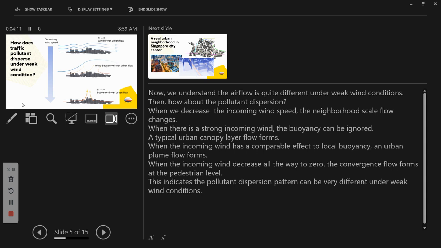When the incoming wind has a comparable effect to the local buoyancy, urban plumes form, as you can see from the second picture. Then when the incoming wind decreases all the way to zero, the convergence flow forms at the pedestrian level. This urban flow acts as a single plume under this condition. This indicates the pollutant dispersion pattern can be very different under weak wind conditions.